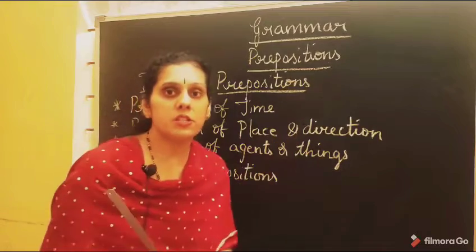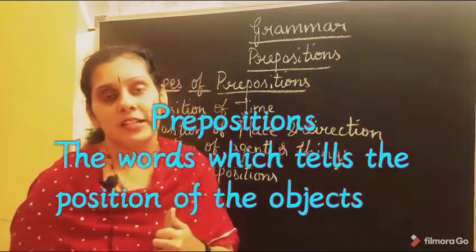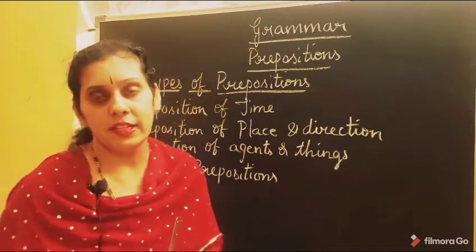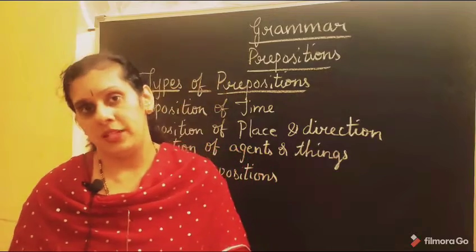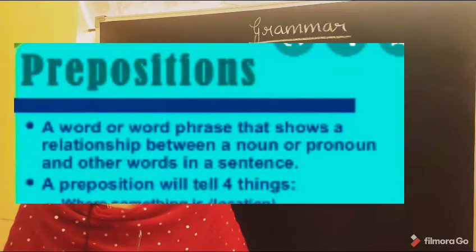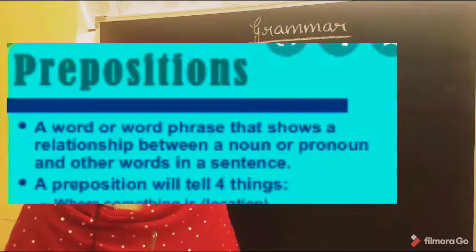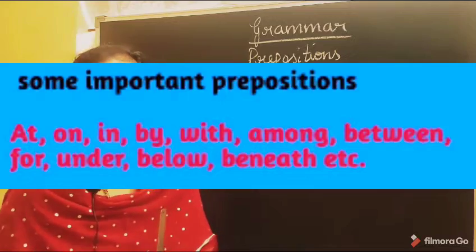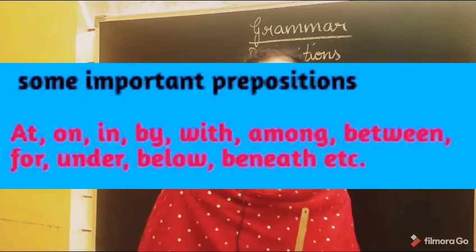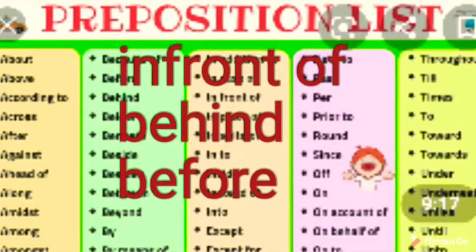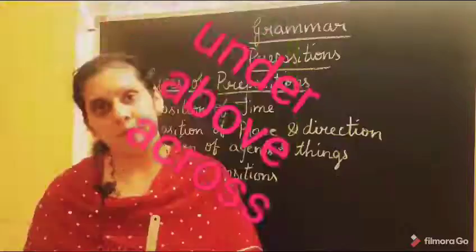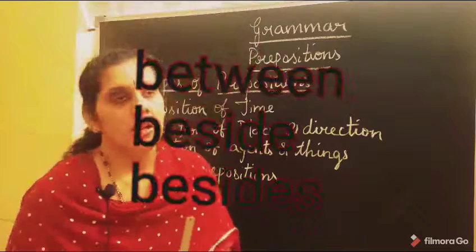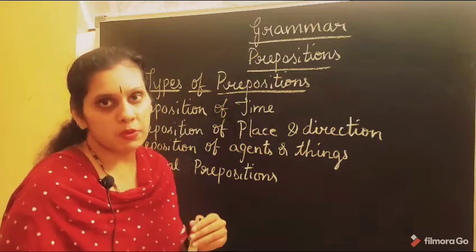Now tell me, what are prepositions? Prepositions are the words which tell the position of the object. In this only you have position. So prepositions are the words which tell the position of the objects, okay? And it also shows the relationship of the noun or the pronoun with the other objects, okay? Like, let me take examples like in, on, by, next, in front of, behind, before. So like this, under, above, across, between, beside, besides. These are a few examples of the prepositions, okay?